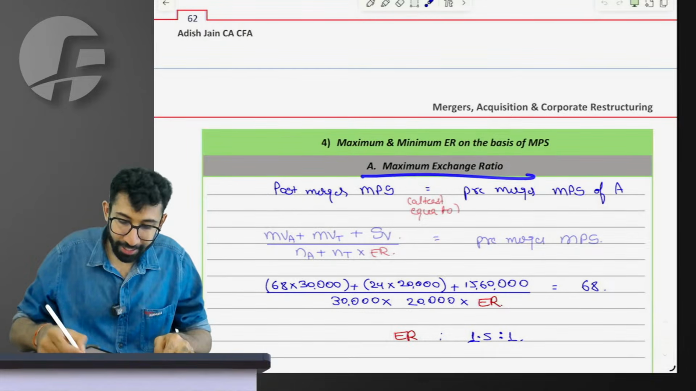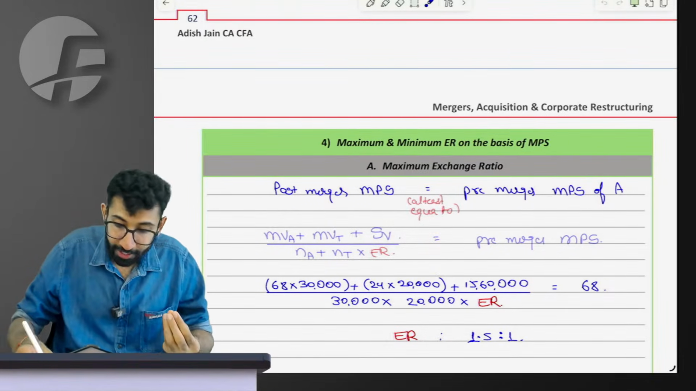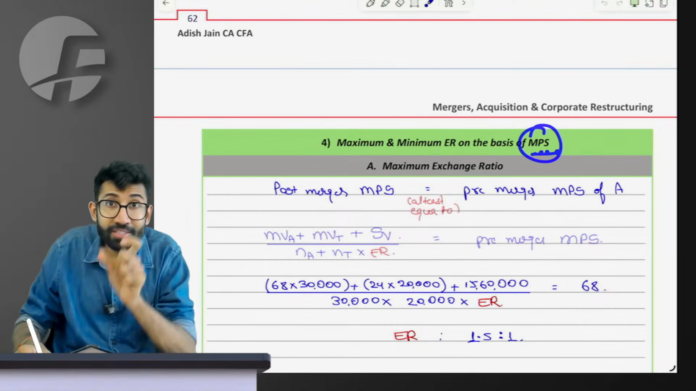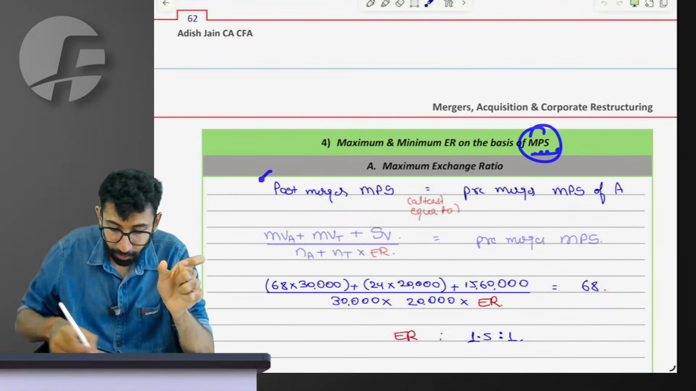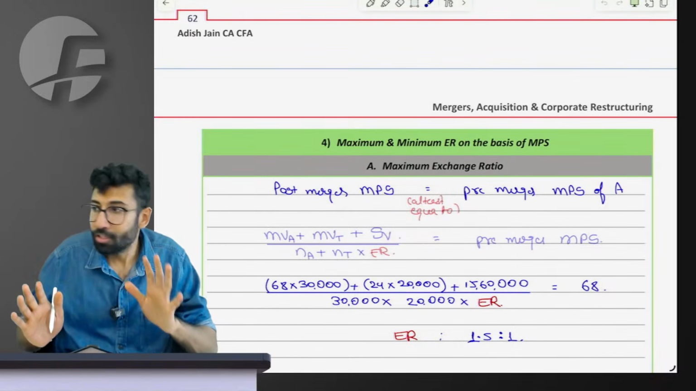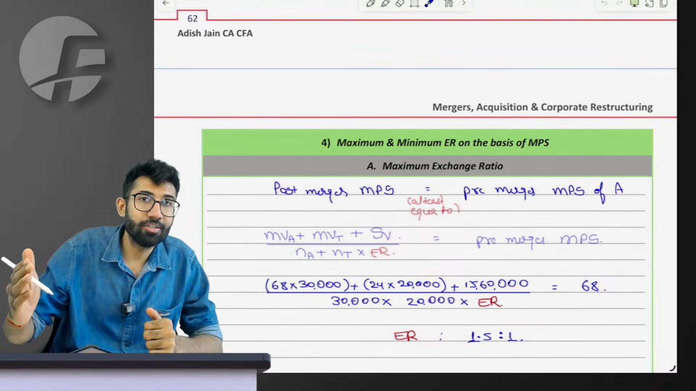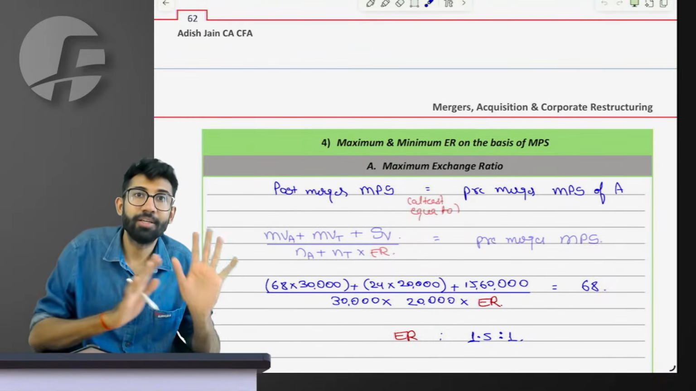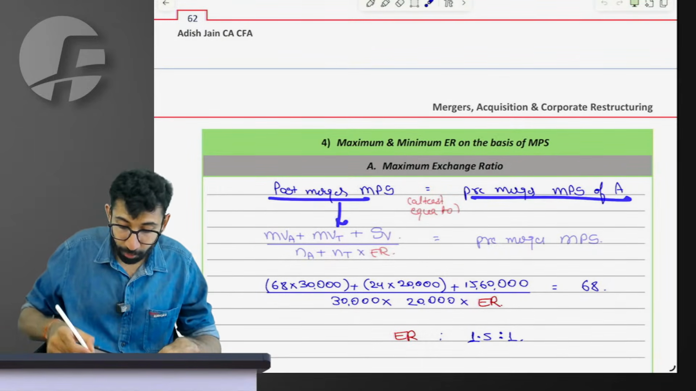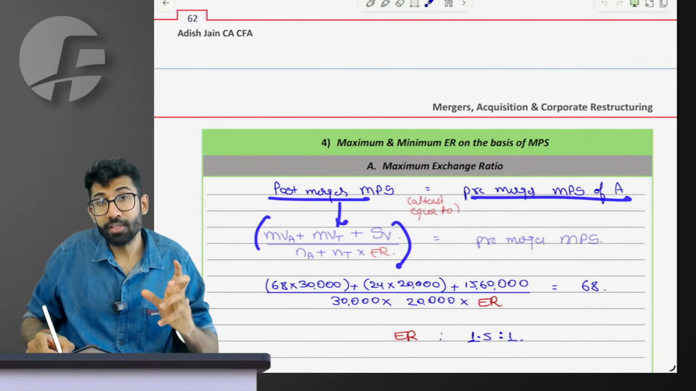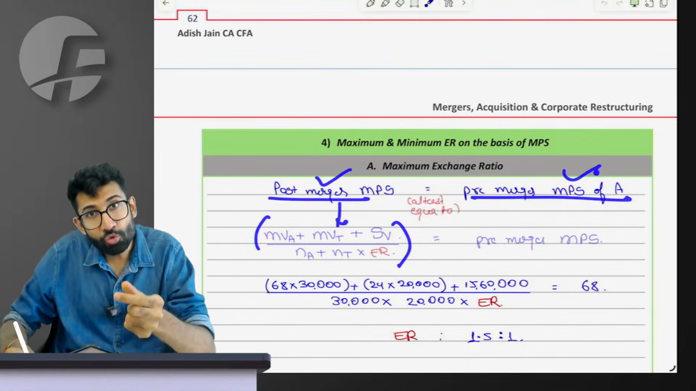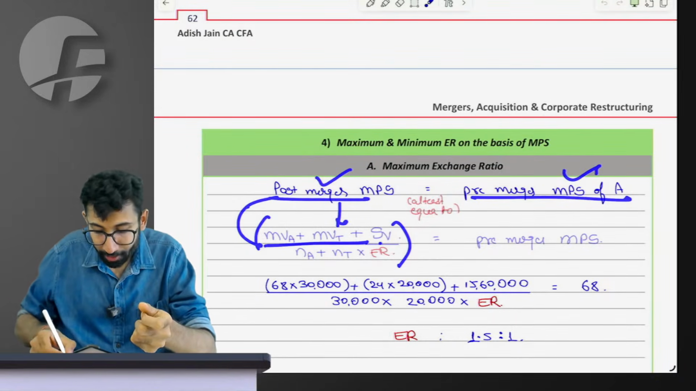Sir, who tells you the maximum? Acquirer. And on the basis of EPS or MPS, sir, we are in the section of MPS, but this time MPS is calculated not using earnings but using value approach. So the acquirer will say, take such an exchange ratio that my post-merger MPS is at least equal to pre-merger. Yes, post is equal to pre. But what is post this time? Not the earnings approach. The concept remains the same. The execution of that concept gets modified according to the situation.